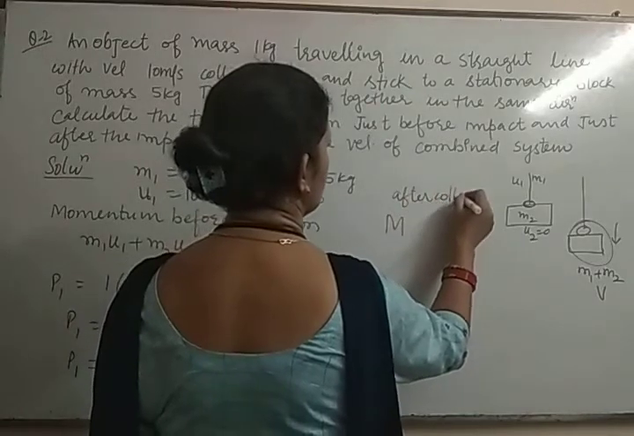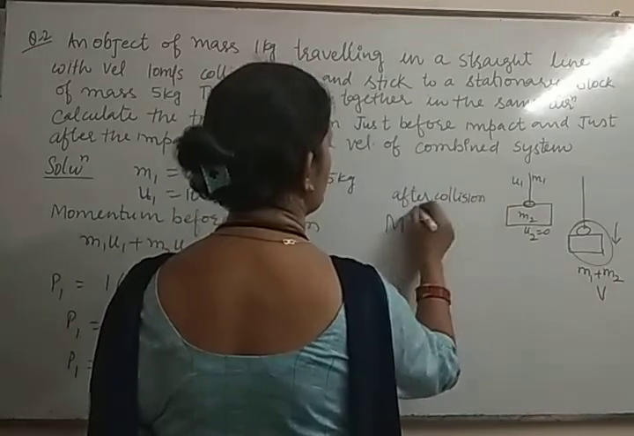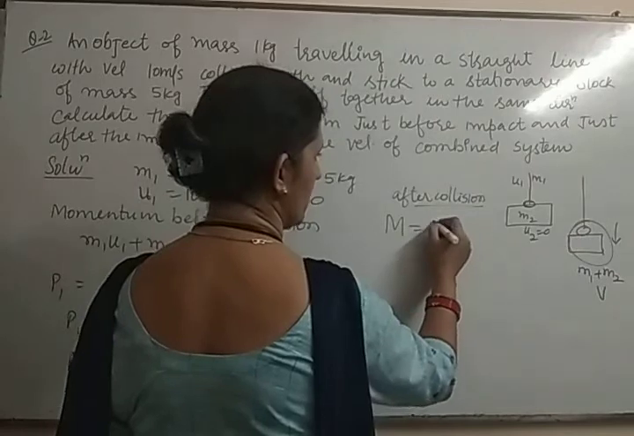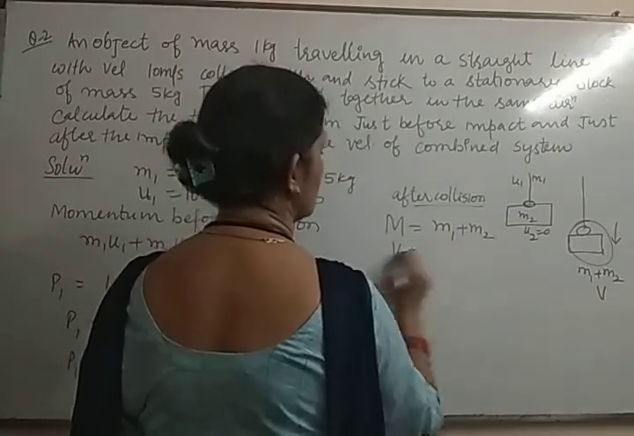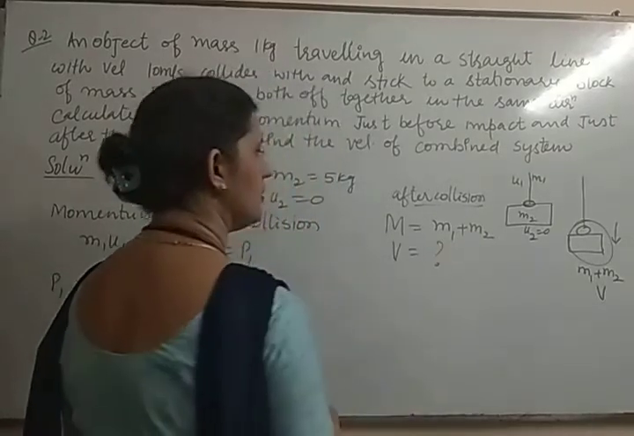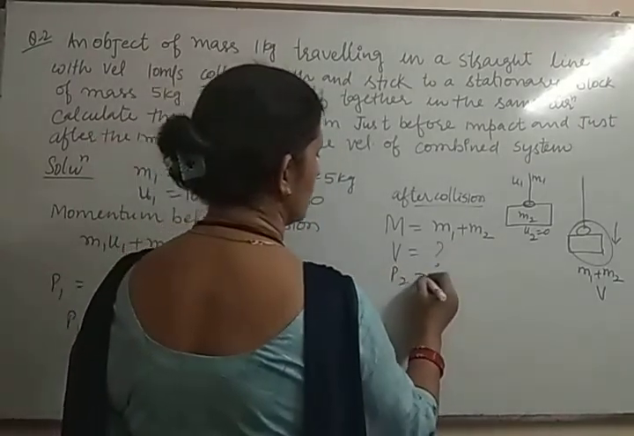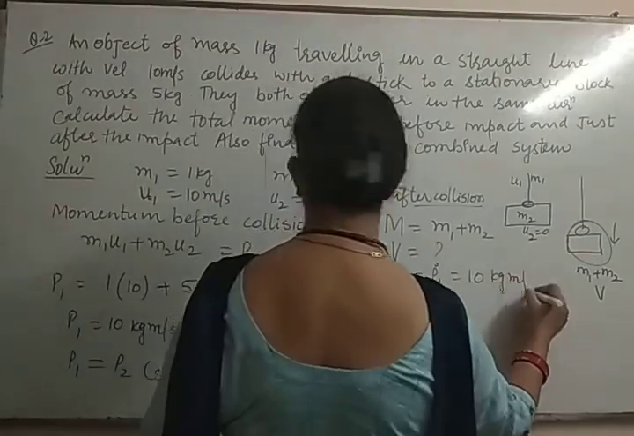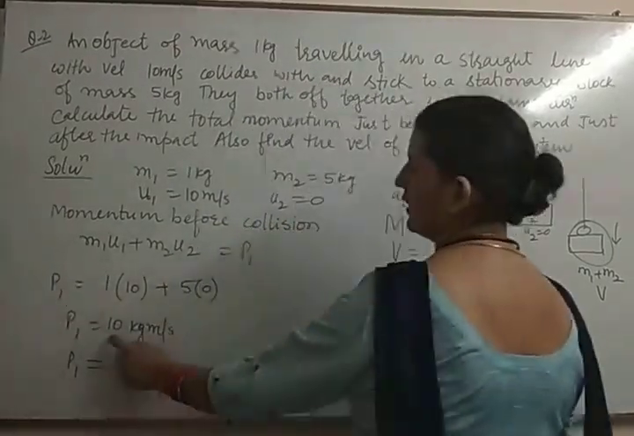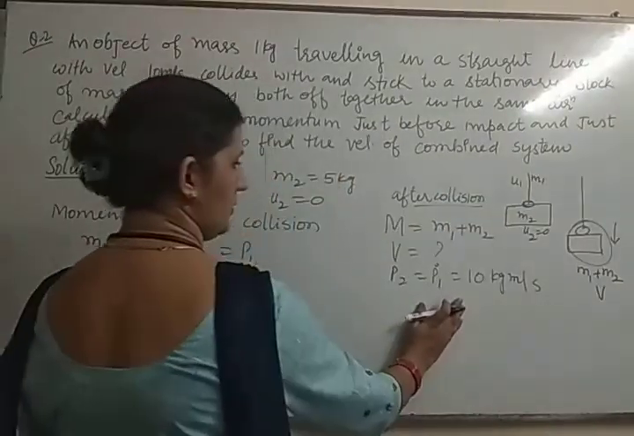After collision, उसने पूछा है momentum क्या है, mass, new mass क्या है: m1 plus m2, and velocity is what, V, जो आपको नहीं पता है. And p2 is equal to p1 is equal to 10 kilogram meter per second, which we have calculated just now. So put the value here.